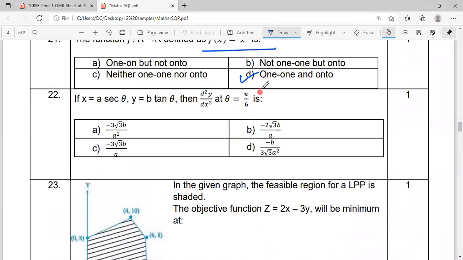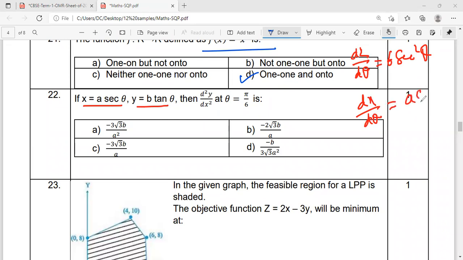They're asking d square y by dx square, the second derivative. Here we need to be a little careful because we would be using the chain rule and there is a parametric form as well, you see. So what you have is dy by d theta first. Your dy by d theta should be as it is. The derivative of tan theta is sec square theta, no problem. What is dx by d theta? dx by d theta should be, derivative of sec theta is sec theta tan theta, all right?